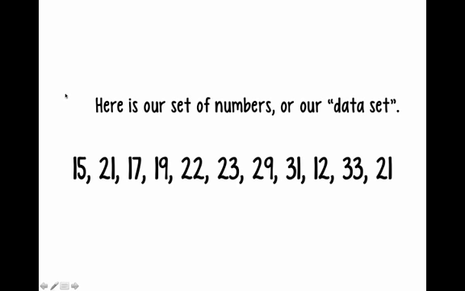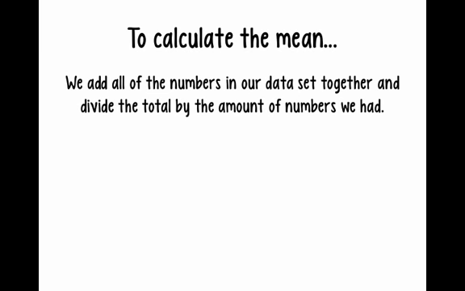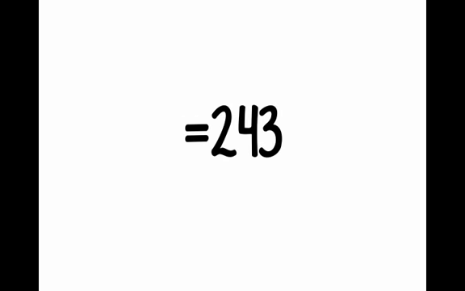Here are our numbers in the order that I just read them off. 15, 21, 17, 19, 22, 23, 29, 31, 12, 33, and 21. To calculate the mean, or the average, we add up all the numbers in the data set and divide that total by the amount of numbers that we had. So let's do it together. 15 plus 21 plus 17 plus 19 plus 22 plus 23 plus 29 plus 31 plus 12 plus 33 plus 21 gives me a total of 243.